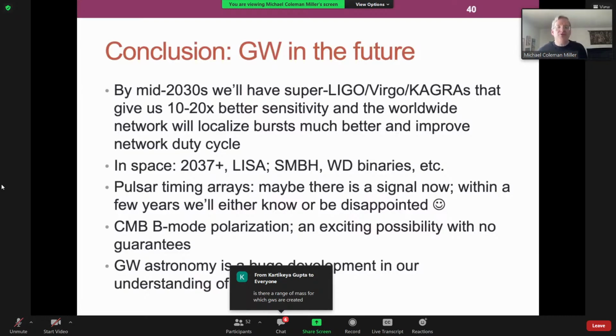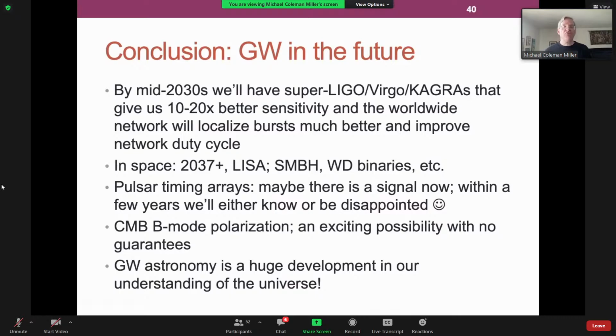Is there a range of mass for which gravitational waves are created? Not really. Any mass that moves in such a way that the quadrupole changes, the reduced quadrupole if you want to be technical, will generate gravitational waves. It's not going to generate much unless it's really massive things moving quickly. So again, I'm generating gravitational waves here, but you're not going to see it with anything.